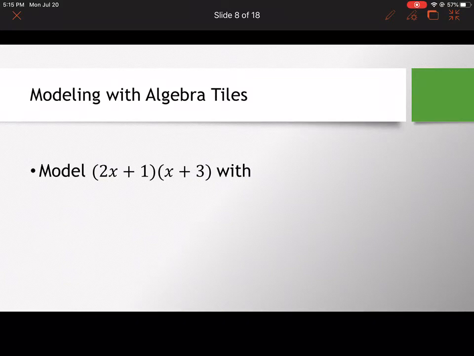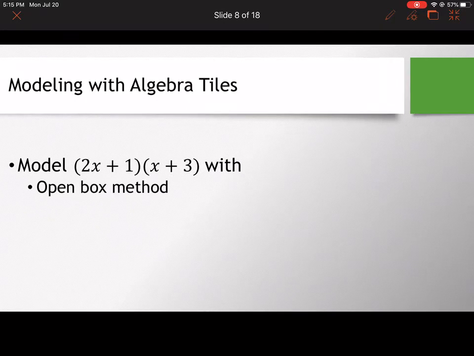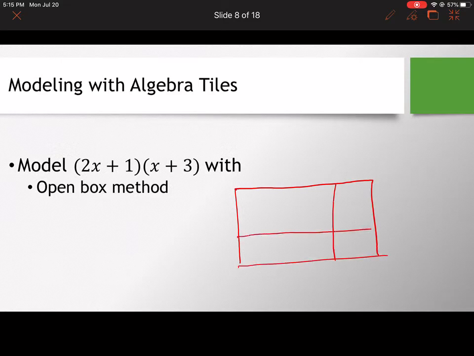Next we're going to model 2x plus 1 times x plus 3 with the open box method. So the open box method is going to be similar to what we did for our whole numbers. There are 4 rectangles. This one is 2x plus 1. This one's x plus 3. Now this would be representing x, this distance here. This is 3. This distance right here is 2x and 1.